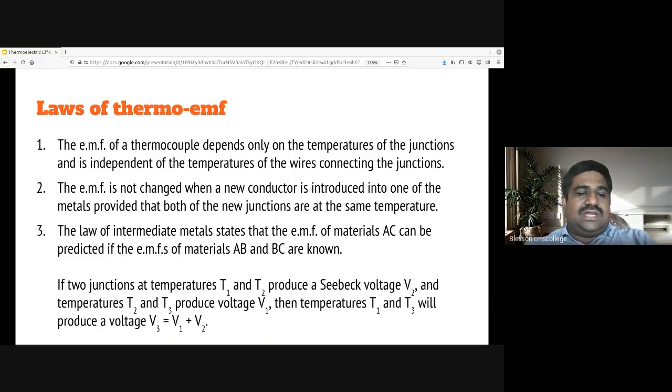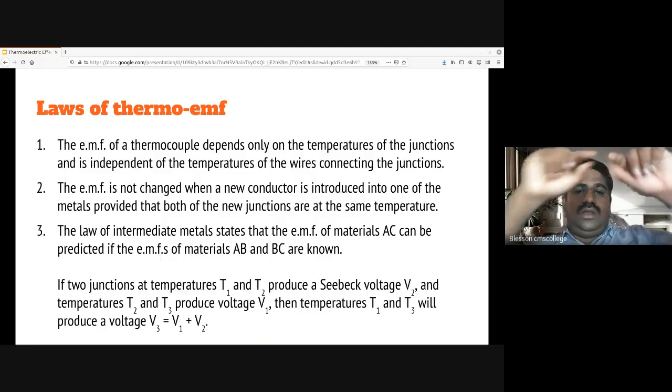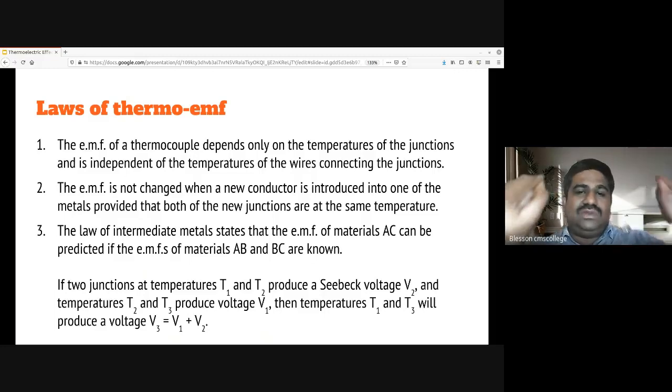The second law says that the EMF is not changed when a new conductor is introduced into one of the metals, provided that both of the new junctions are at the same temperature. So we have A and B. In B, we are introducing a new conductor, so in B we now have two more junctions. If those two junctions are at the same temperature, then this introduction of a new conductor will not affect the thermo EMF.